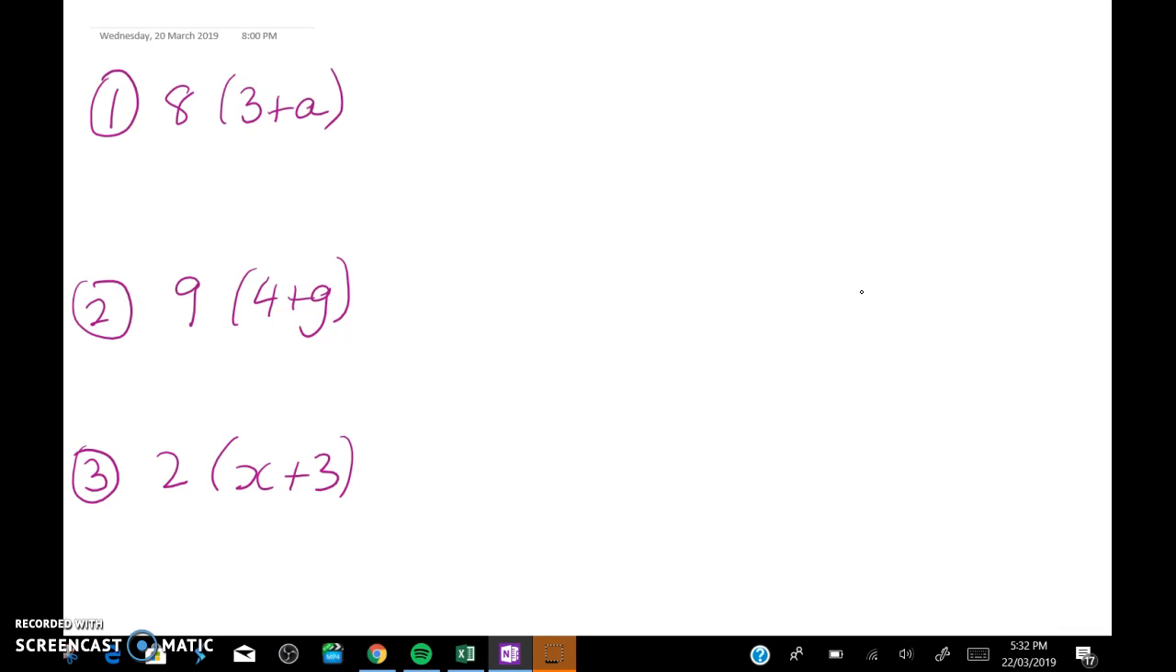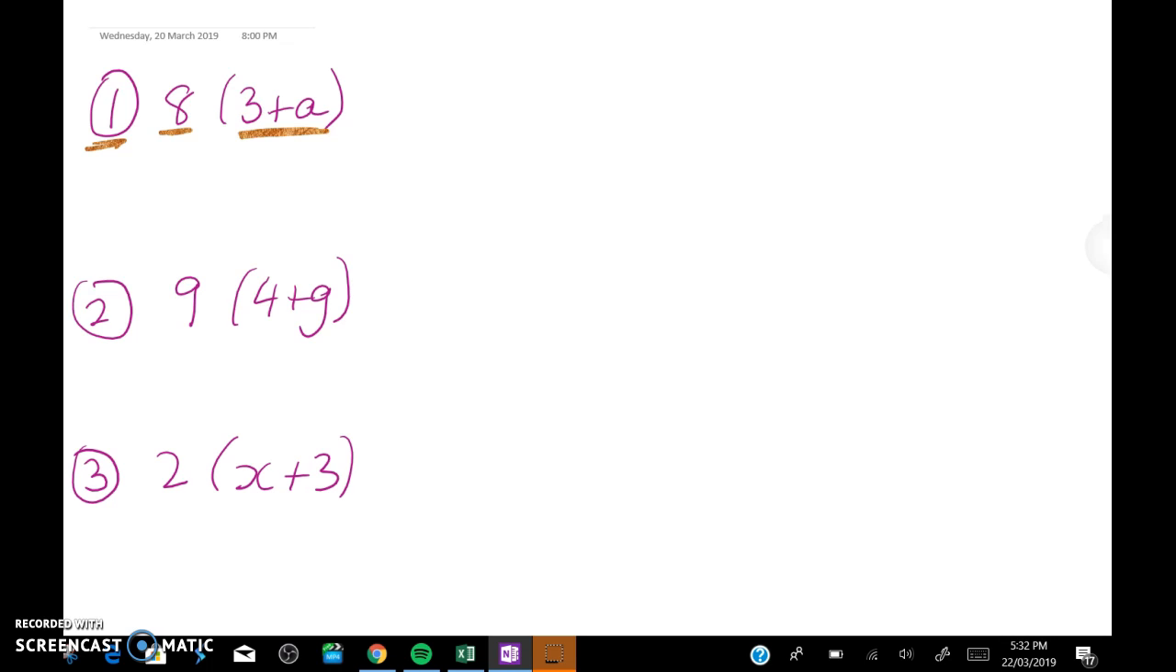I'm going to do 2 lines of working for each one to start with, and then later on when we get good at them, I'm going to drop one of those lines of working. So what does this first one mean? Well, it means 8 times all of this. But we can break this up into 2 numbers.